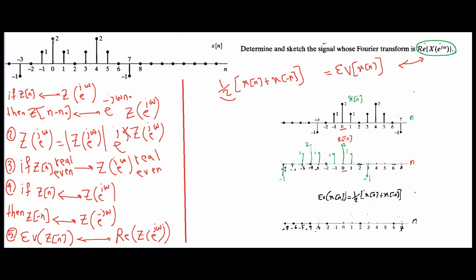For example, at n equals 0, both values are 2, so the even part is 2. At n equals 1, both values are 1, so the even part is 1. By repeating this process for all time indices, we obtain the even part of the signal, which is exactly the inverse Fourier transform of the real part of X(e to the power j omega).